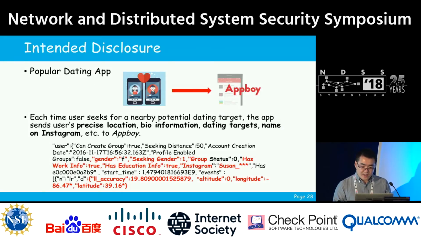As shown in the following case study, in a popular dating app, we found that each time users seek a nearby dating target by refreshing the user interface, this app will directly send the user's location, bio information, and dating targets to a third-party library named AppBoy. All such information disclosures are unknown to the user.